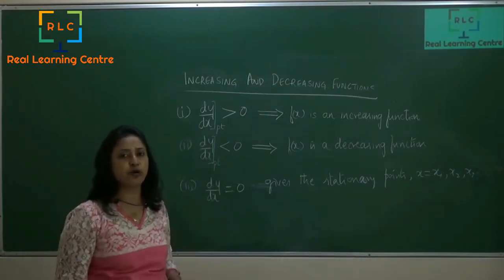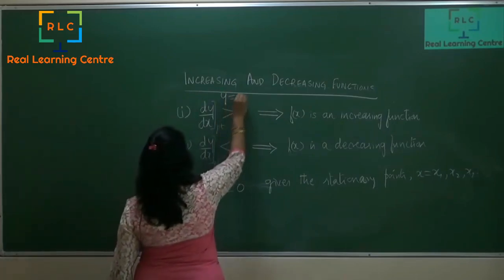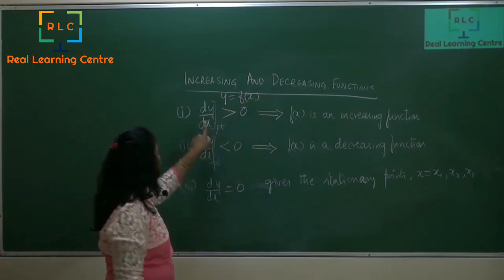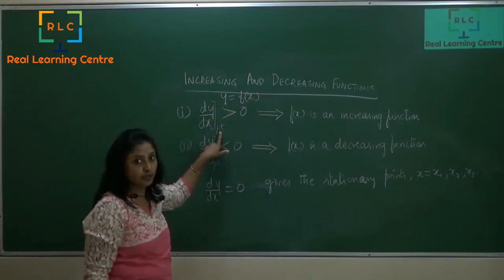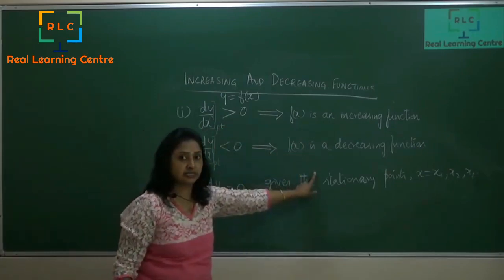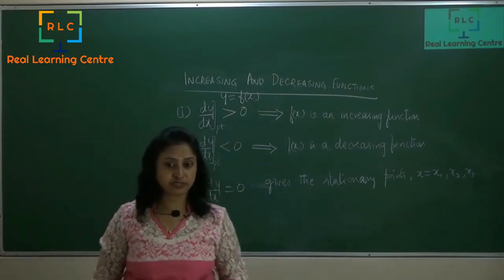So a simple point you have to understand is, given y is equal to f of x, you will do dy by dx and start plugging in the interval point. If it is positive, it is increasing. If it is negative, it is decreasing. If it is exactly equal to 0, you are going to get the stationary points.